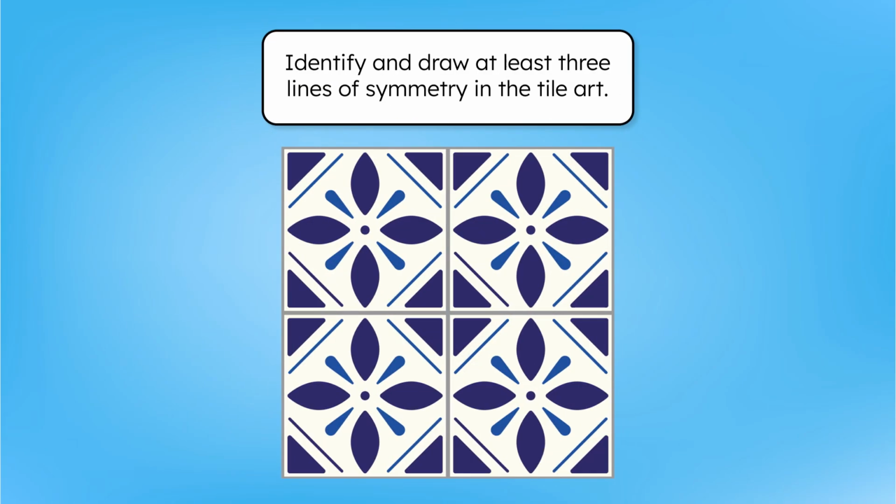Pause the video here to identify and draw at least 3 lines of symmetry in the tile art. Try finding lines of symmetry on some of the smaller parts first, and then see if you can find 1 or 2 lines across the whole piece. Record your thinking in your guided notes.